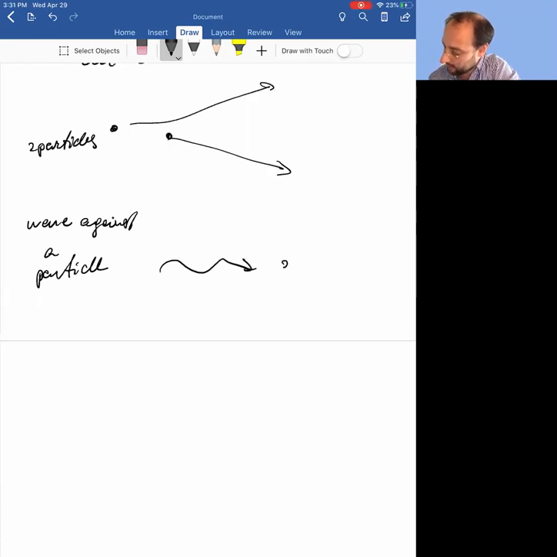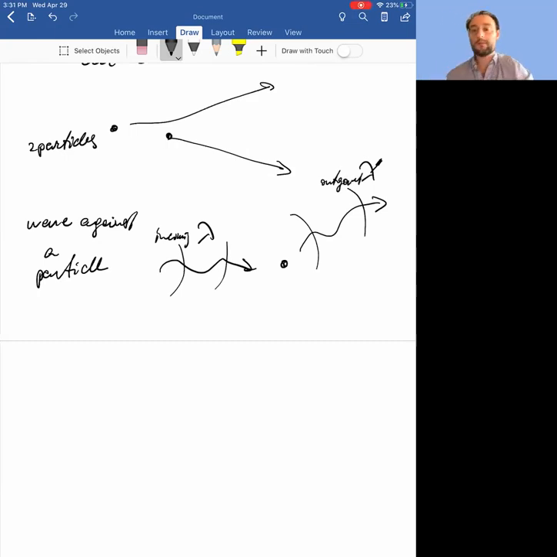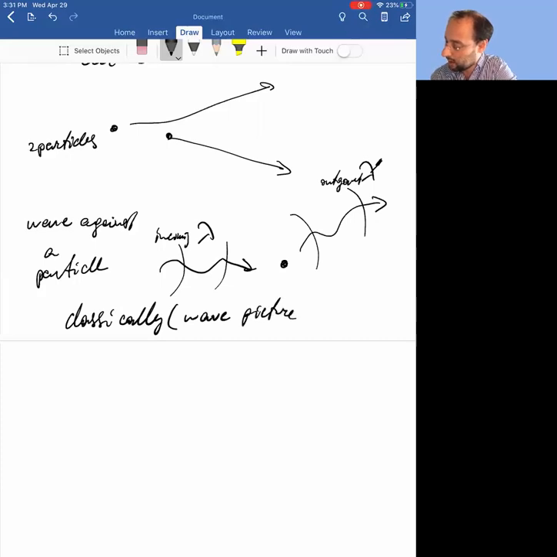Okay, here's a wave, here's a particle, and the wave, here's the incoming wave and here's the outgoing wave, right? And so the wave would scatter, okay? So lambda incoming and lambda outgoing. Imagine this is like a rubber ducky on the waves. Okay, well, the point is that classically, i.e. waves, the wave picture of light, we expect lambda prime to be equal to lambda.